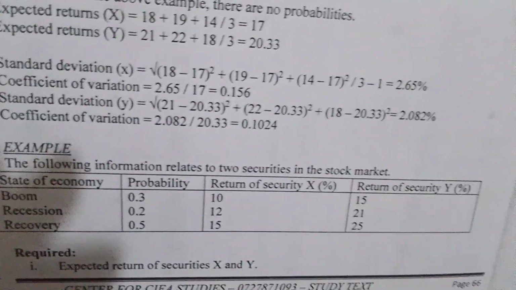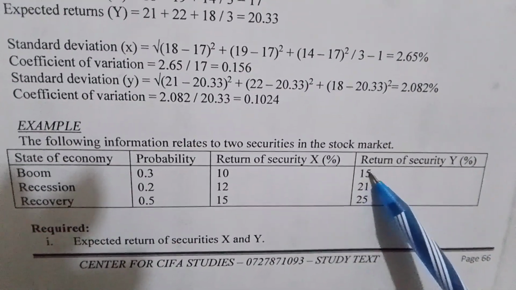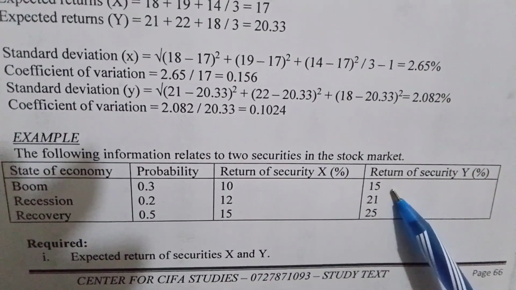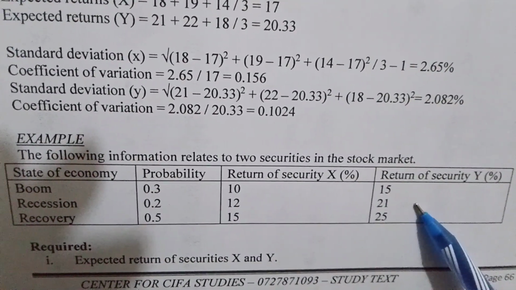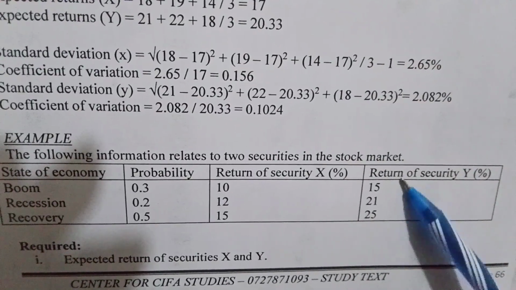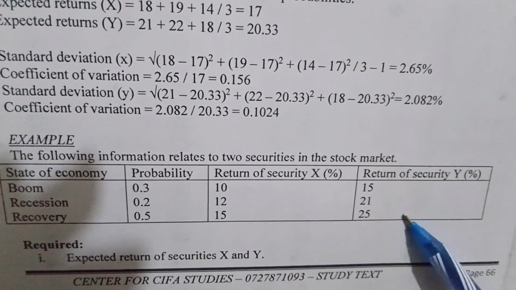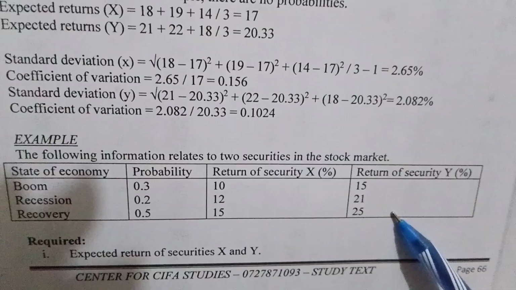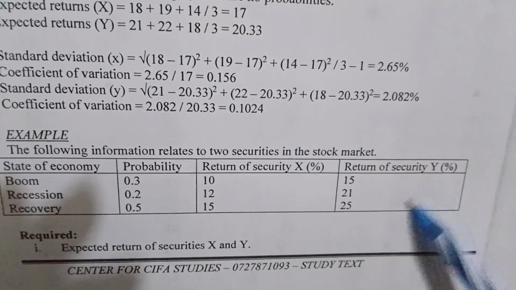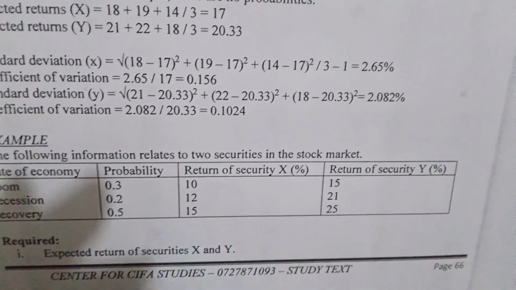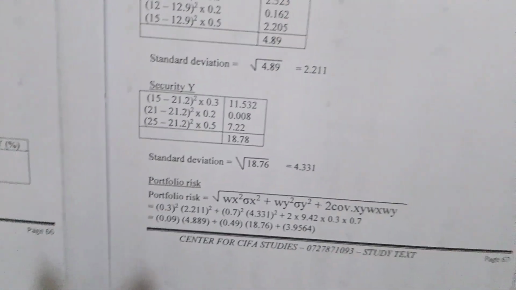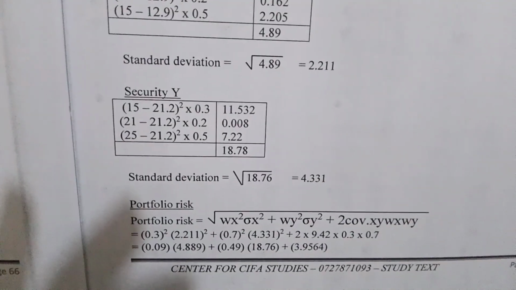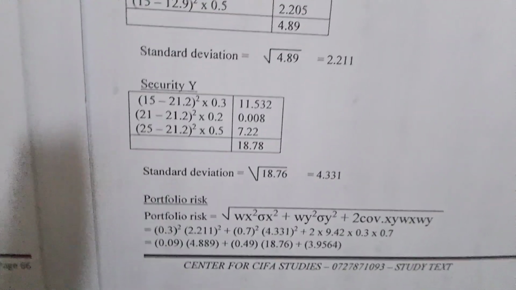So you can see what we are doing here. We are picking Y. 15 minus 21.2 into brackets multiplied by 0.3, and then 21 minus 21.2, close the brackets, you square, multiply by 0.2, and then 25 minus 21.2, close the brackets, you square, then you multiply by 0.5. All right, that is what we have just done there.